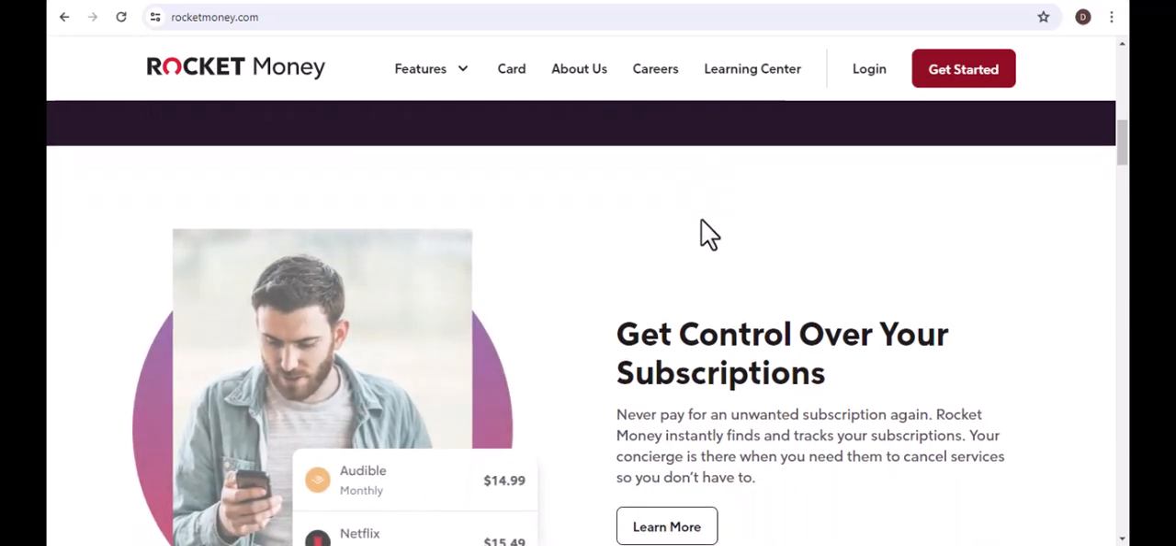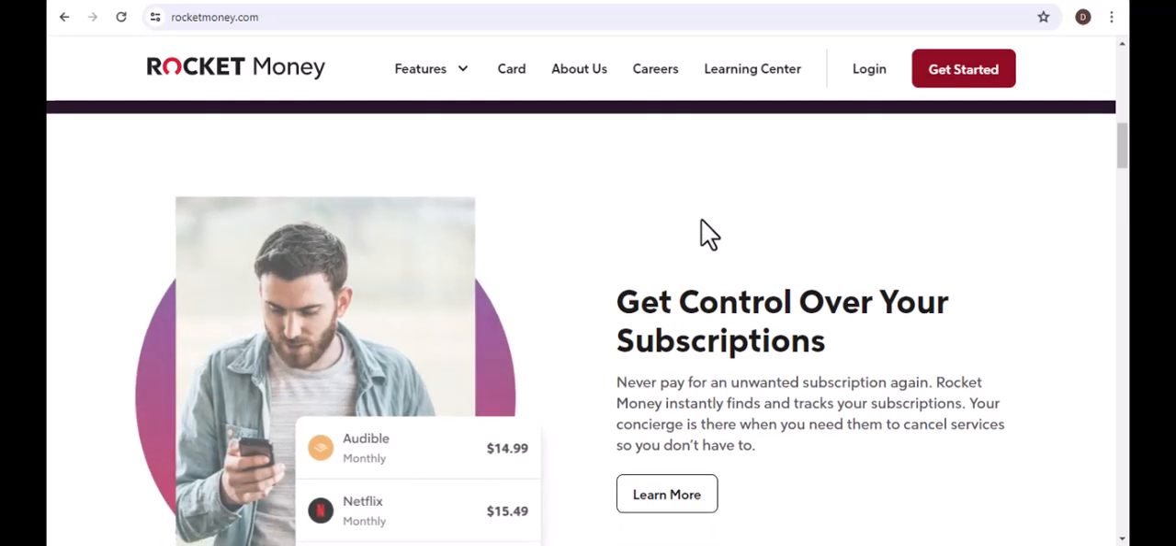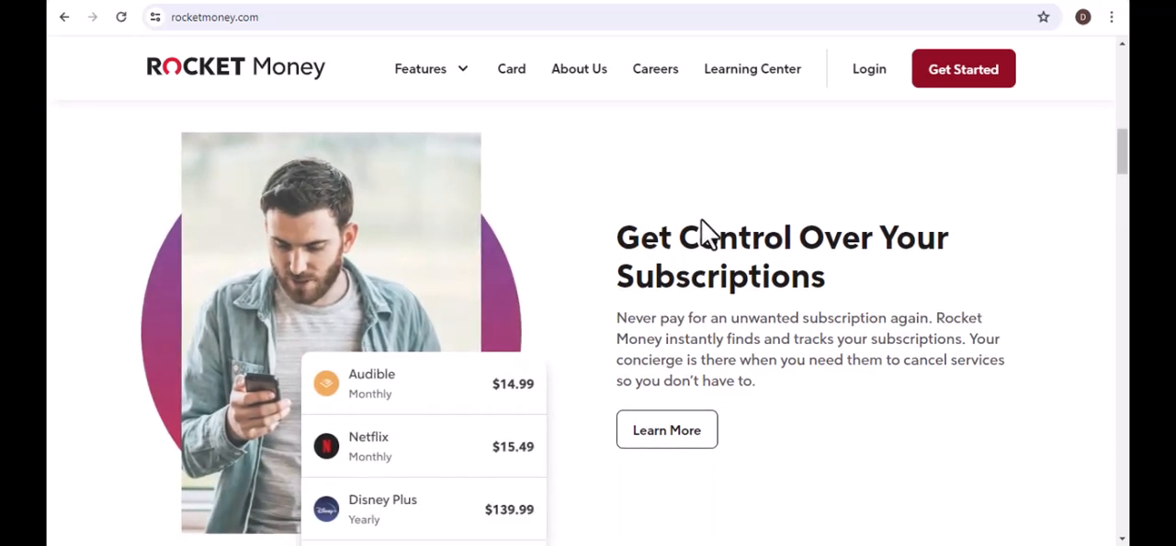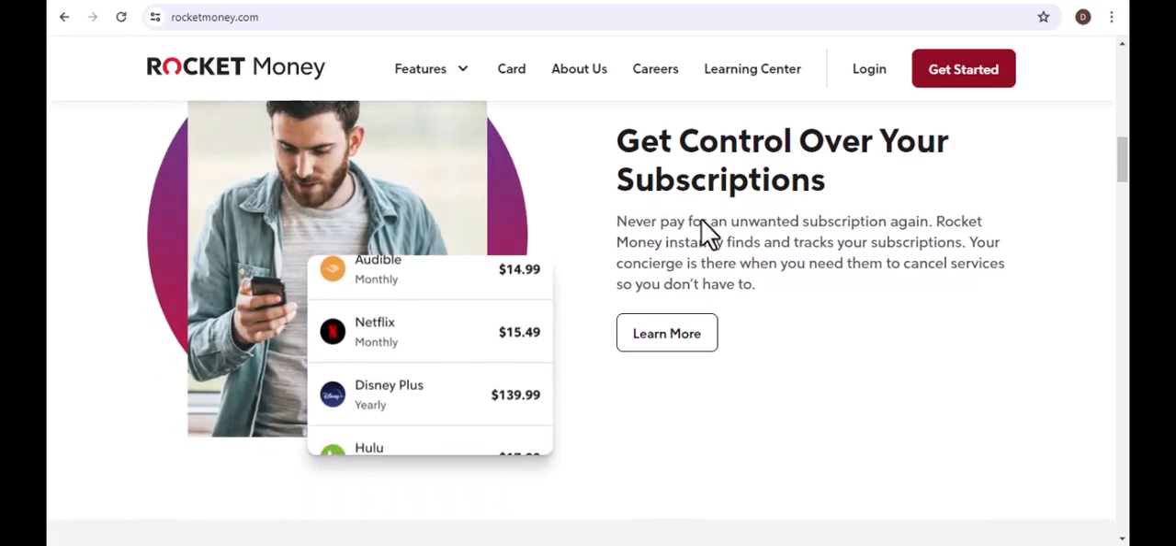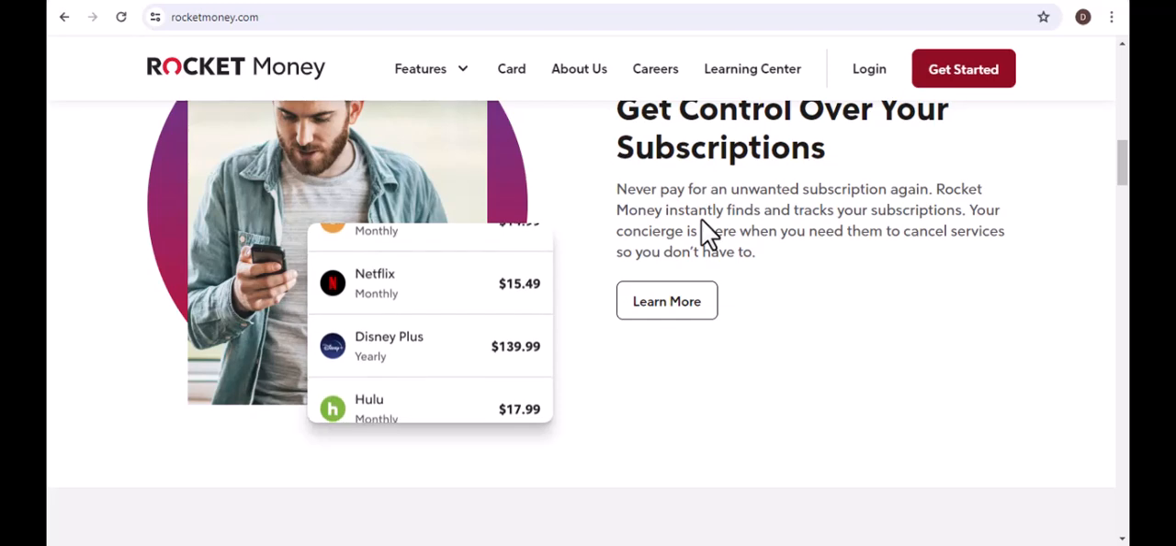While Rocket Money is a great tool for managing subscriptions and finances, it is not a silver bullet. You need to be aware of the nuances of your financial accounts and the processes that banks and credit card companies use to resolve disputes.